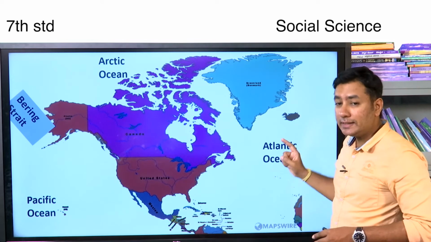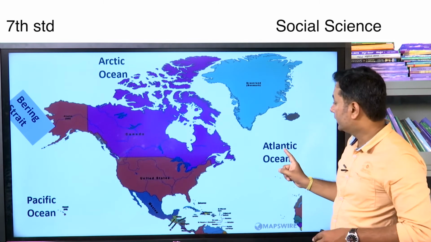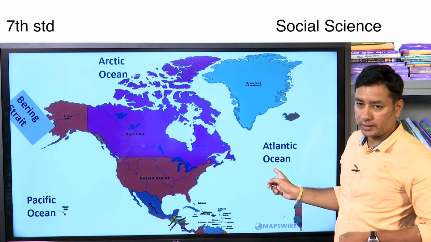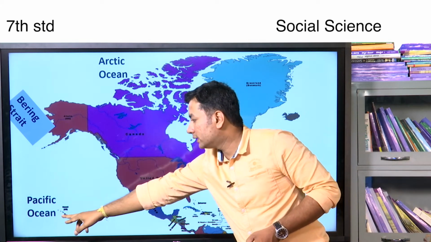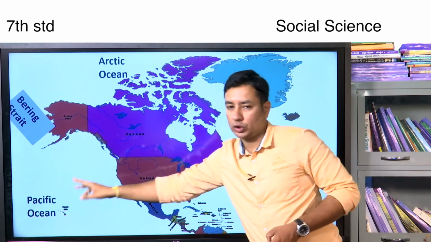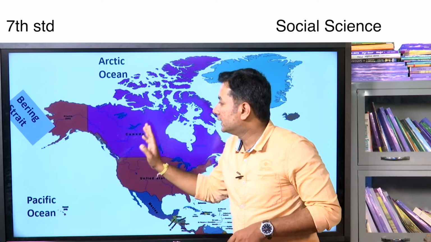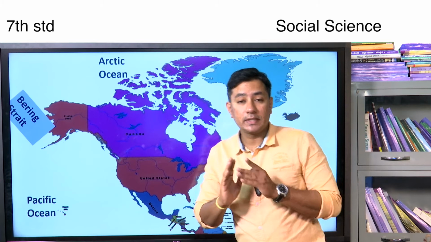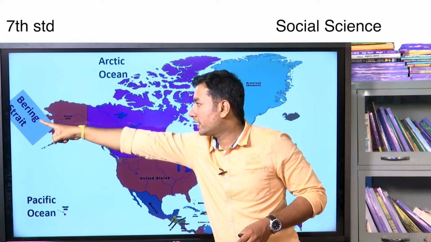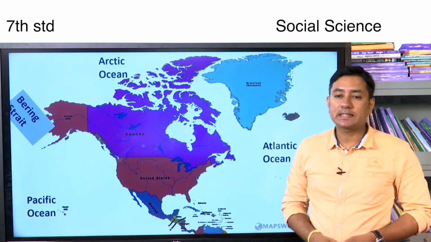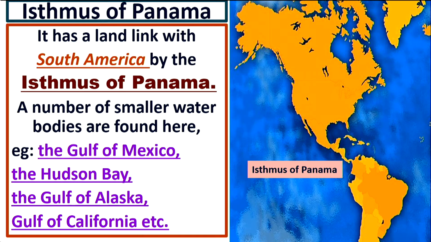Then at the eastern part of North America, we can see the Atlantic Ocean, and at the west part of North America, you can see the Pacific Ocean. Finally, this entire North America is separated from the Asian continent by a strait. That strait is called the Bering Strait.